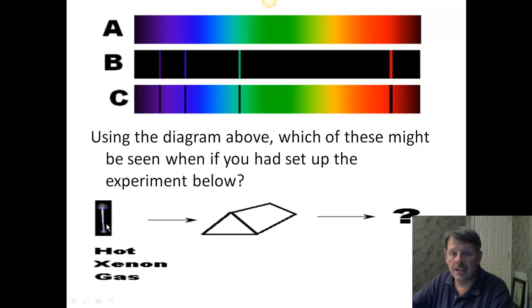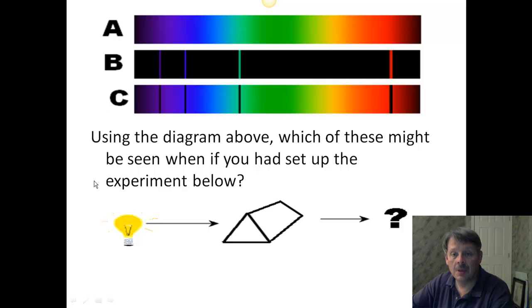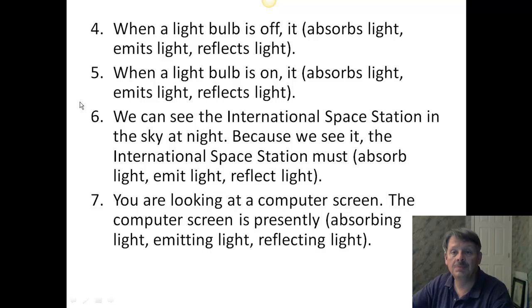Similarly, if I take a hot gas and put it through a prism, it's only going to give off certain frequencies of light. We just talked about that. That's going to be B. And an incandescent light bulb or the sun is going to give you a full spectrum, which is going to be something like A that you would see on the other side.